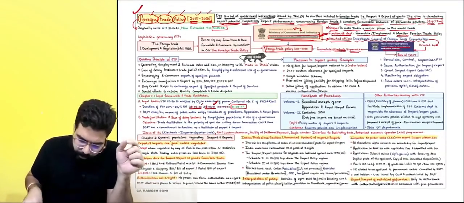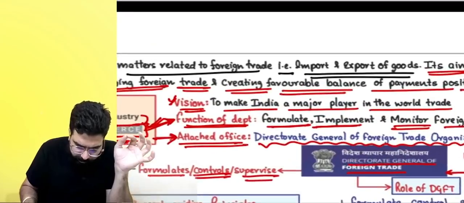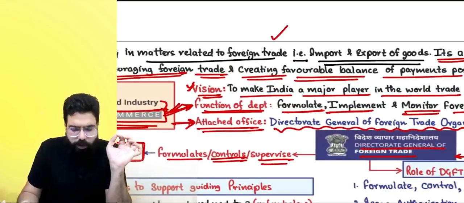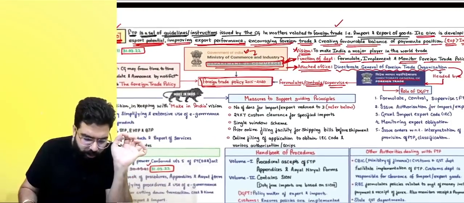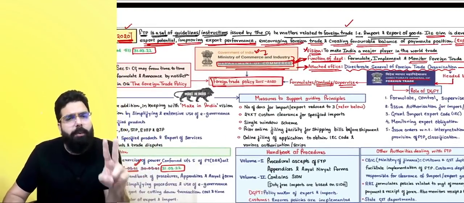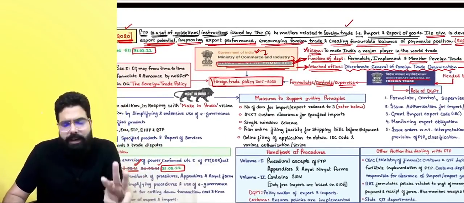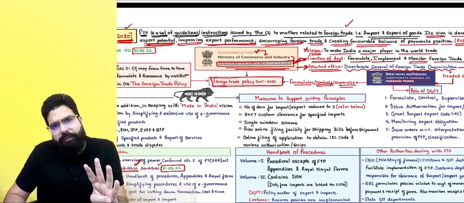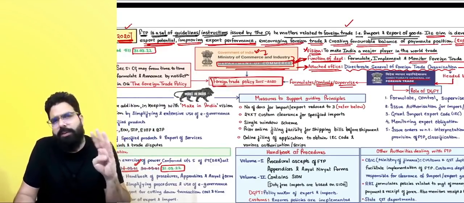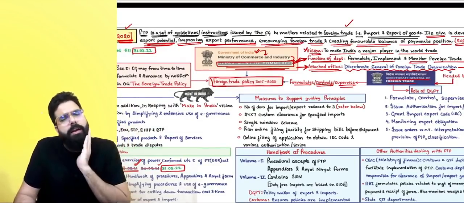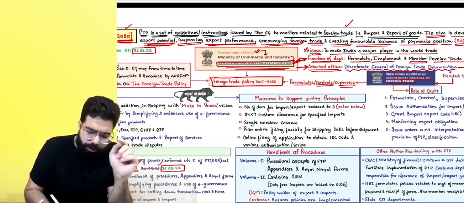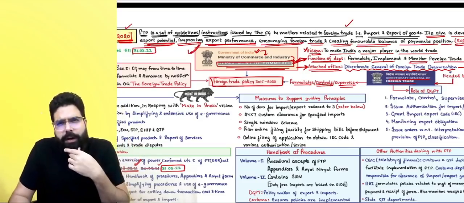Now, in matters relating to foreign trade, the main aim is to develop export potential, improve export performance, encourage foreign trade, and create a favorable balance of payment position, that is, exports should be more than imports. Now, sir, who takes charge of the foreign trade policy?